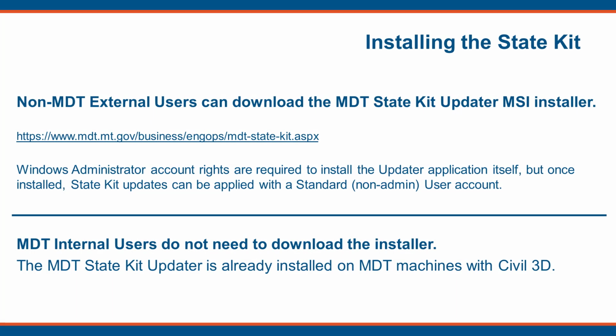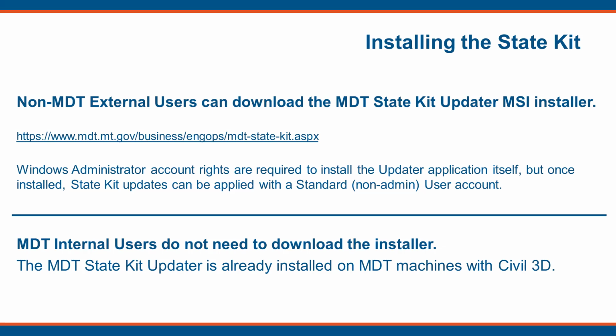The State Kit is installed and updated via the MDT State Kit Updater application. The application is used for initial installation of the State Kit and for installing updates as they are released. Consultants and external users can download the MDT State Kit Updater installation package from the MDT website.